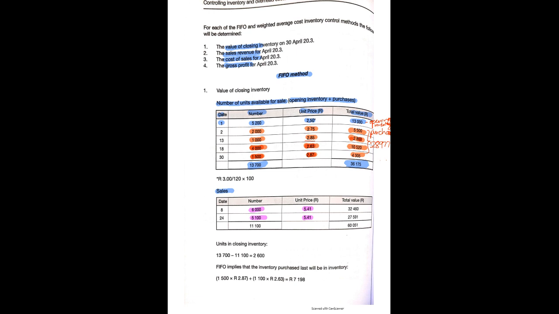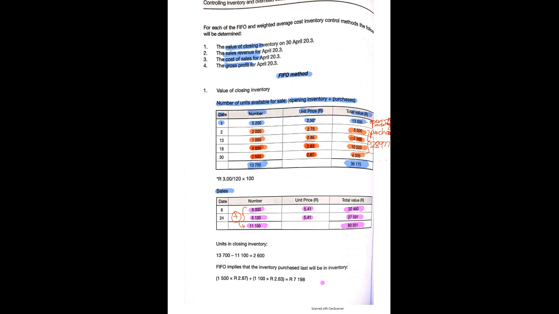Again, all you're doing is multiplying. So 6,000 times 5 Rand 41 gave you the 32,460, and then 5,100 times 5.41 gave you the 27,591. So you're done with your sales. Collectively, this says to you that 11,100 units, which is the sum of those two, is sold in that period, and this is the sales revenue. It's summing up those two. So those are your two tables.